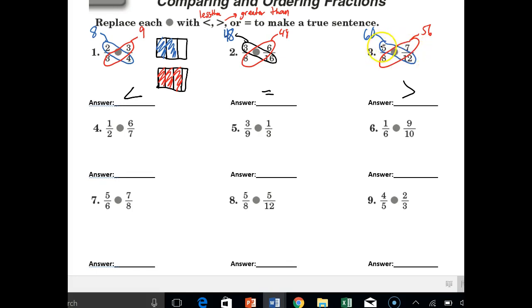So if I were to say, hey, there's a pizza and you can have 5 slices out of 8, or there's a pizza and you can have 7 slices out of 12, some of you might be like, oh, I want 7 slices. But these are much smaller slices than these 5/8. So this 5/8 is greater than 7/12. I will do 1 more and you will do the rest.